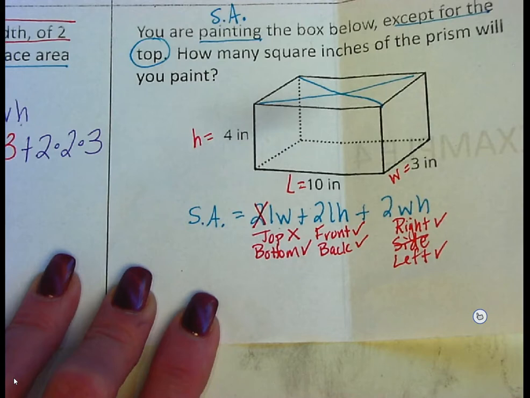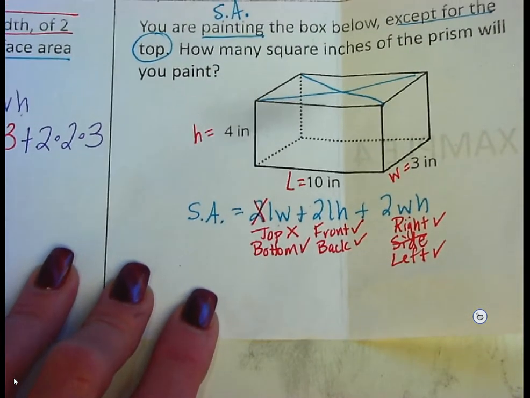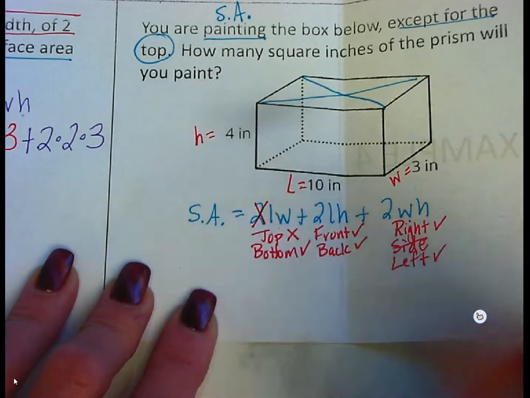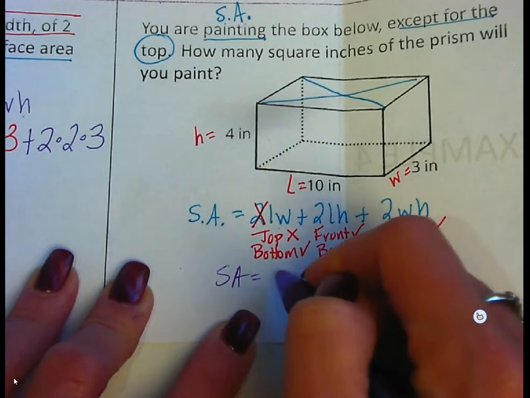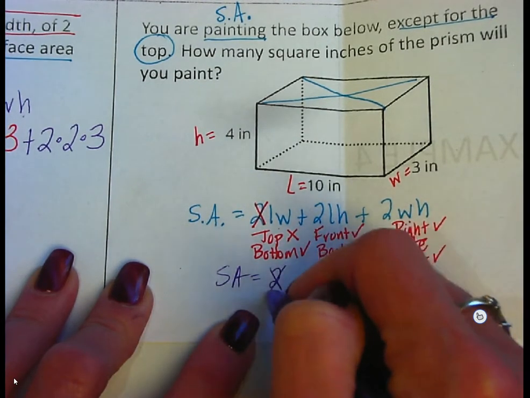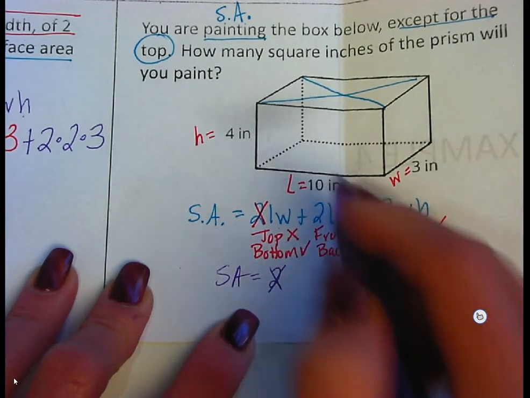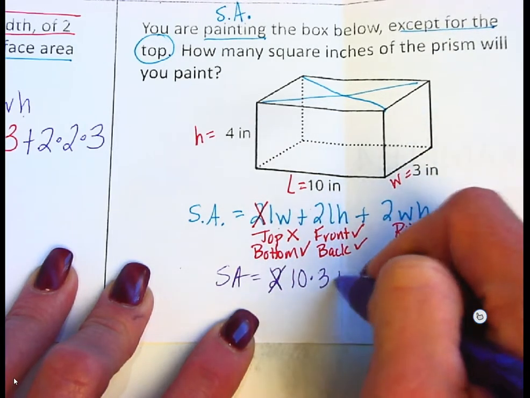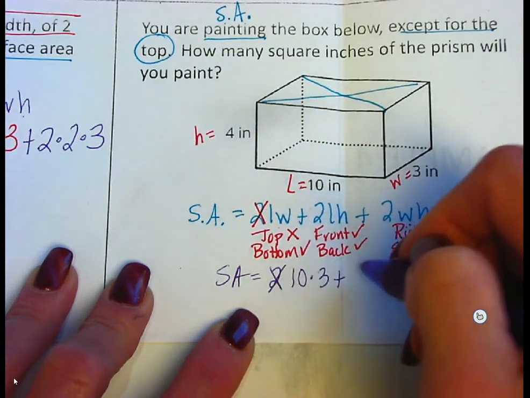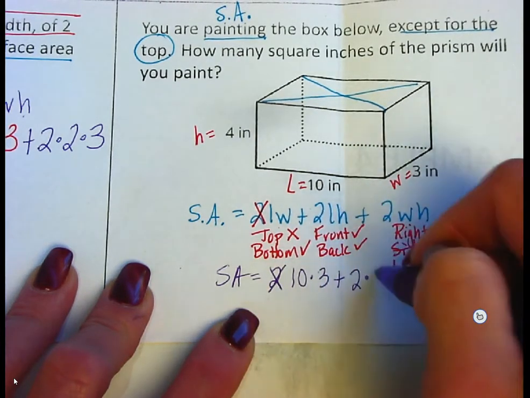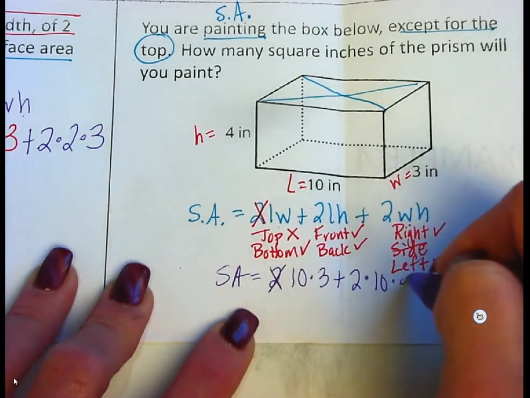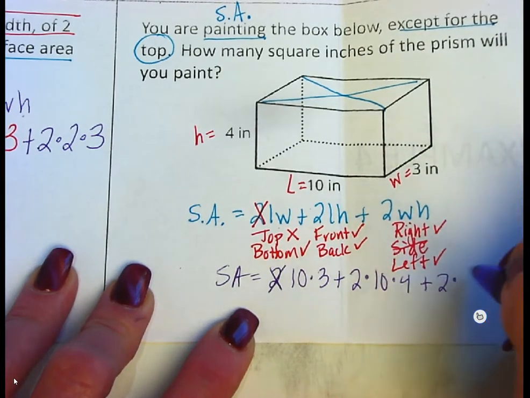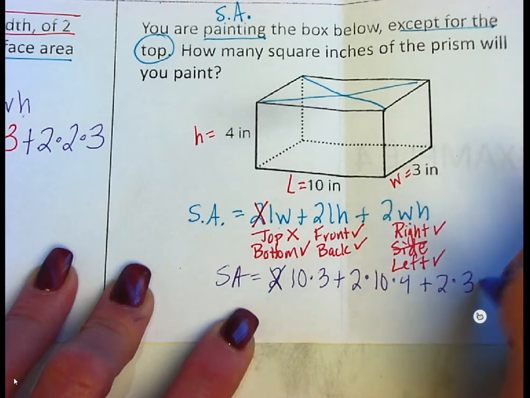So now we're going to go in and plug in our numbers, just like the last problem, except now we took away the 2 because we're only painting the bottom, not the top. So surface area is equal to 2. Nope. Look, I almost did it. No 2. Length is what? 10 times width, 3, plus, do I need a 2 now? Yeah, because I need the front and the back. 2 times 10 times 4, plus, do I need a 2 here? Yes. 2 times 3 times 4.